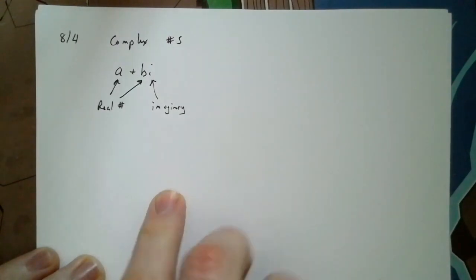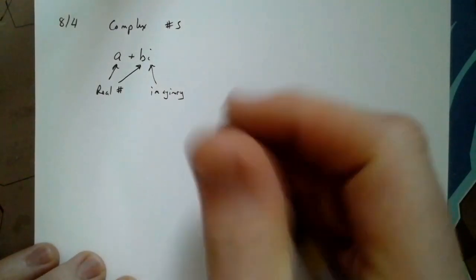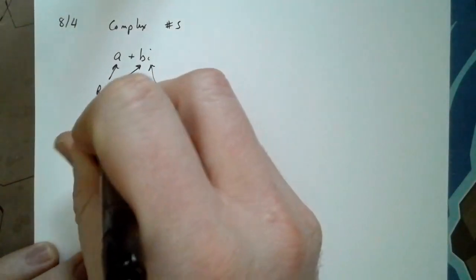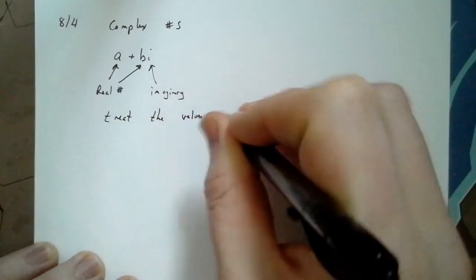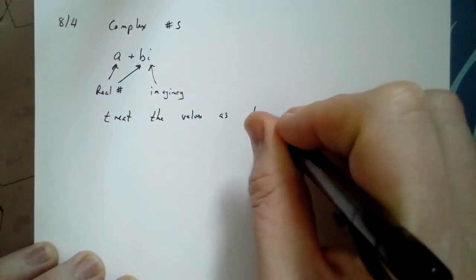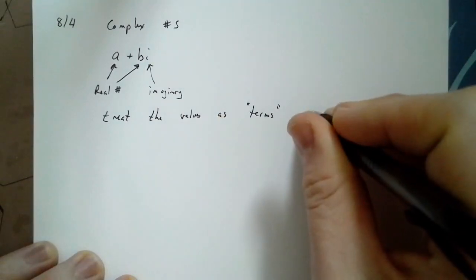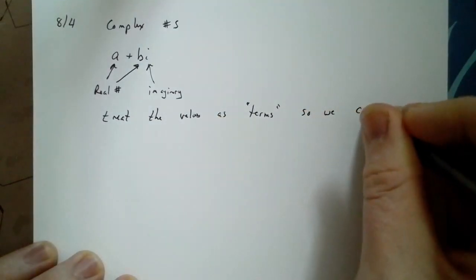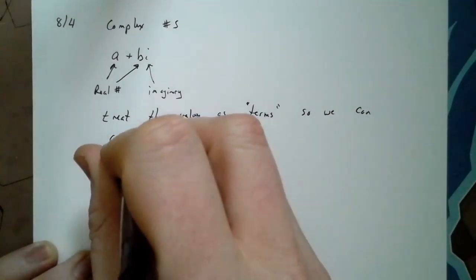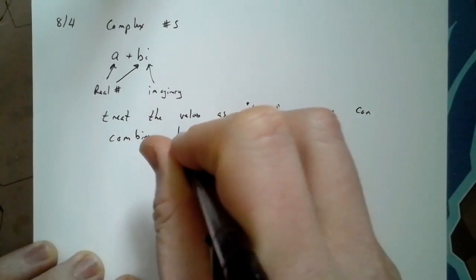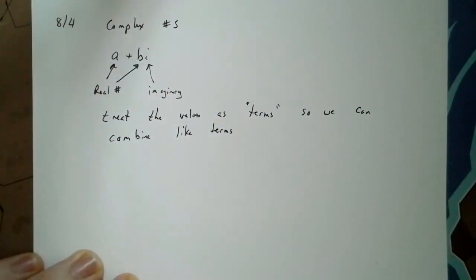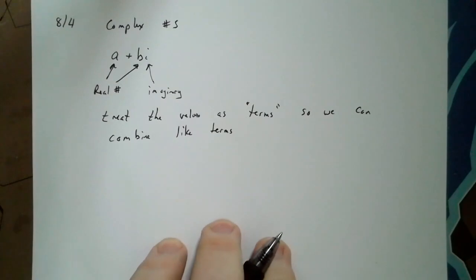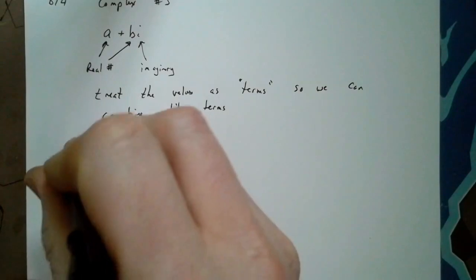Now we're going to take a look at operations with these, and in order to help us with operations, we're going to treat the values as terms, so we can combine like terms. That means we're going to treat i almost like x, and then we can just combine those terms pretty easily. So let's take a look at our operations. First operation we're going to take a look at today is addition.